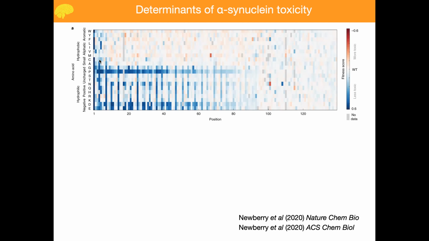As a sanity check, you can see that mutation in the start codon really is less toxic, which makes sense because then we shouldn't get expression of alpha-synuclein. And we also then saw that there was a lot of structure, especially here in the internal half of the protein. Especially, you can see that mutations to proline along this whole stretch were mostly detoxifying alpha-synuclein.